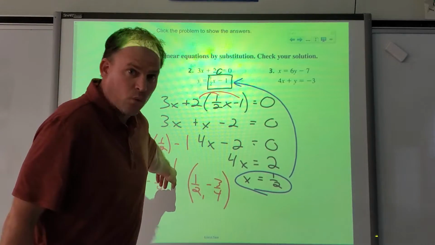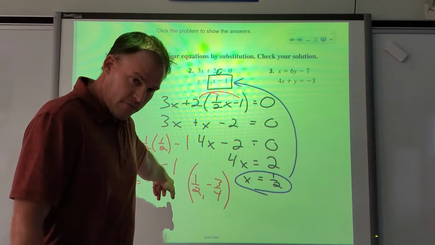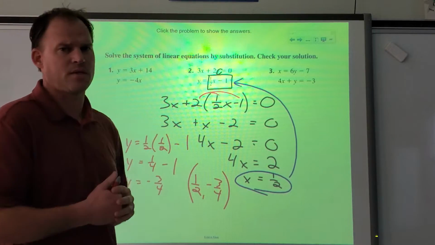This is why we don't want to use graphing anymore. That would be really hard to find on a graph. Really hard to find, to see in between lines exactly where things hit.